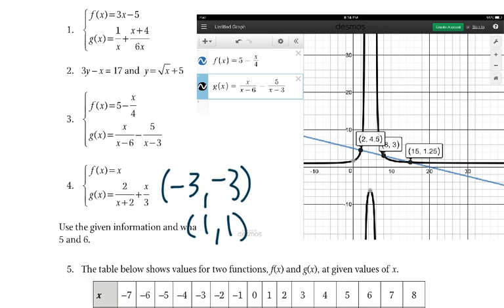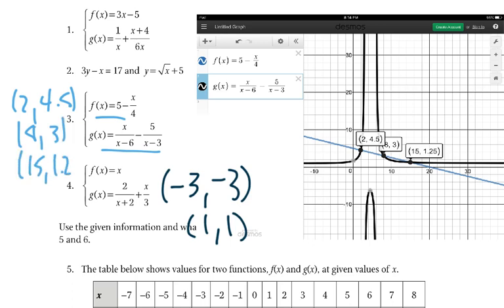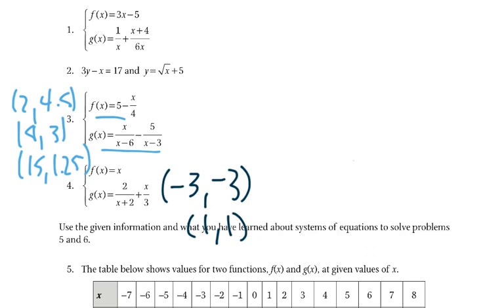Now we look at number 5. Or number 3, I mean. So, number 3, the black is that. Blue is up here. See, we have 3 points, so 2, 4.5 is a solution, 8, 3, and 15, 1.25. Okay? And that's really all there is to it. You just graph it and then find where they intersect. And Desmos is an excellent tool for helping us out with that.